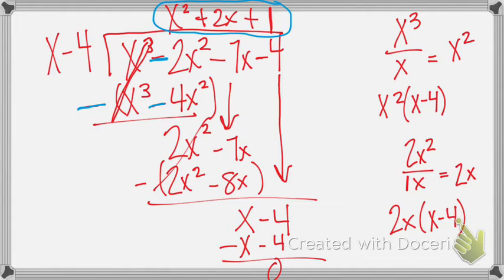So what that means is if I took my answer up top and I multiplied it by my factor. What's my factor? In this problem, what's the factor? What'd you divide by? X minus 4. So if I took the quotient and I multiplied it by the factor, I should get what I started with, right? Yes? Everybody agree? Okay.